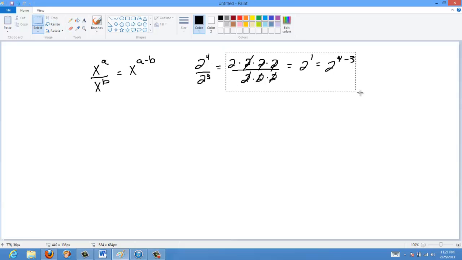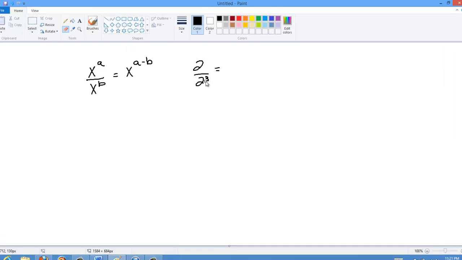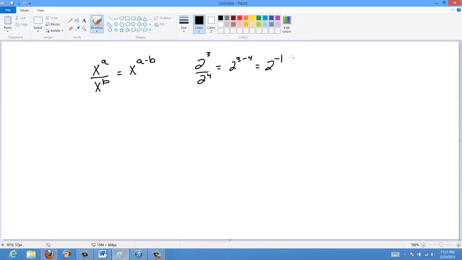Okay, now the question though is, what if this wasn't 2 to the 4 divided by 2 to the 3? What if it was reversed? Instead of 2 to the 4 in the numerator position, what if it was in the denominator position? So I had 2 to the 3 divided by 2 to the 4. Then what we would get there is 2 to the 3 minus 4, which would be 2 to the negative 1. And the question is, what does that look like?